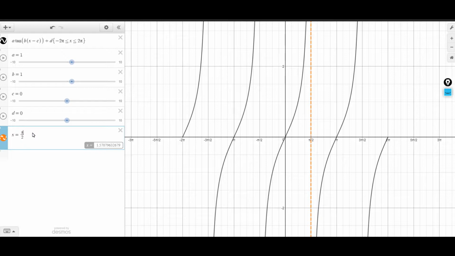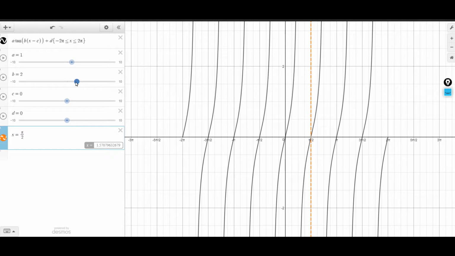So let's just try tossing it. Let's go with B is 2. When B is 2, I have a lot more: I have pi over 2, I have pi, 3 pi over 2. So if I try to toss in a B, B times that? No. B plus that? No, that didn't work.